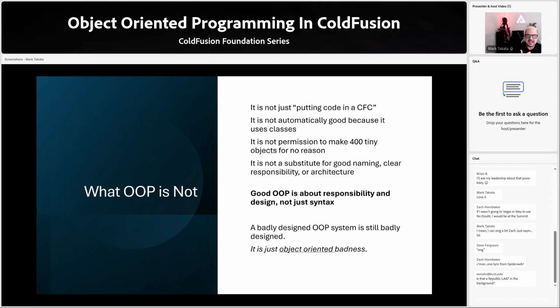And it's not really permission to make 400 tiny little objects. Over normalization actually can happen here, the same way it can happen in a database. You can over normalize everything. It's not really permission to make hundreds or thousands of little objects, all of which then assemble together. That is composition and it is object oriented, but it's also not a good idea.